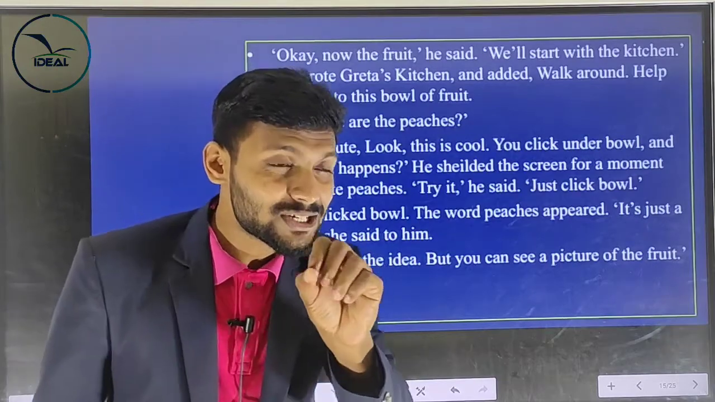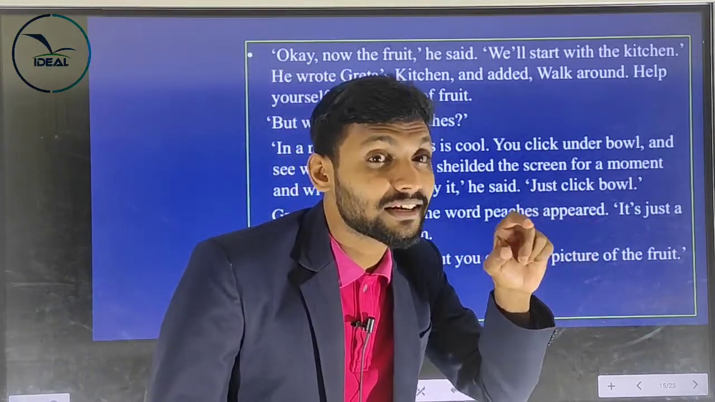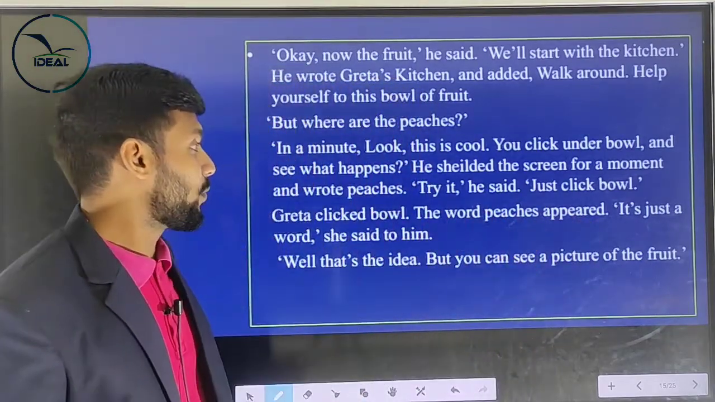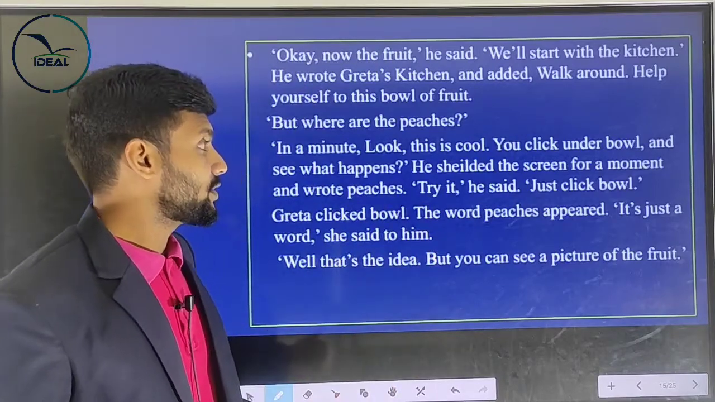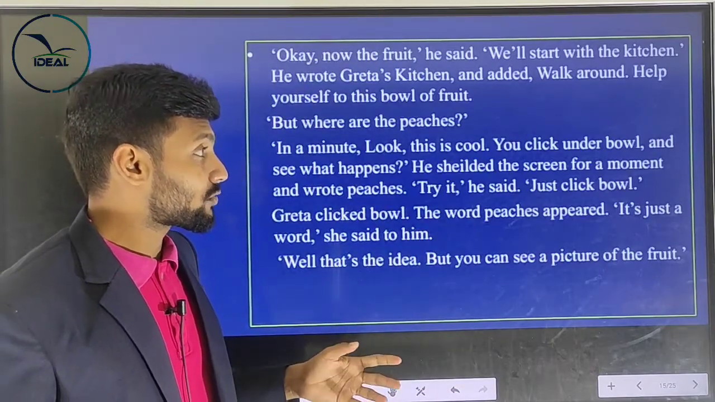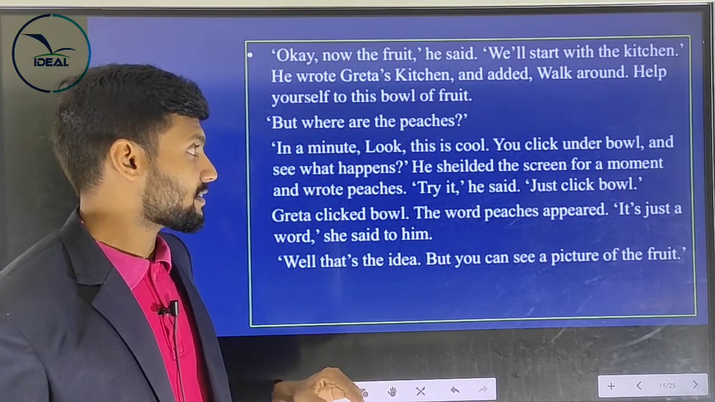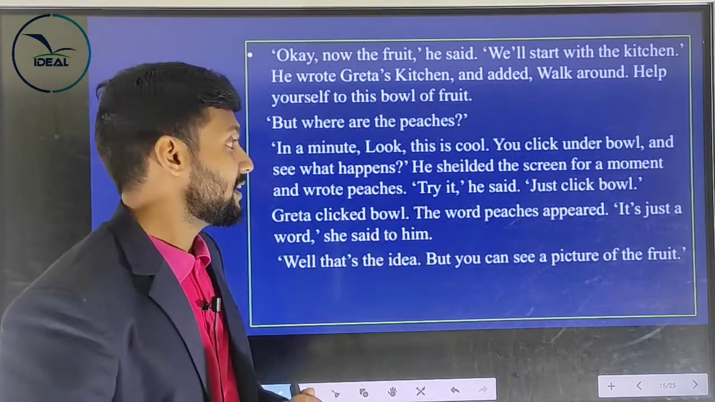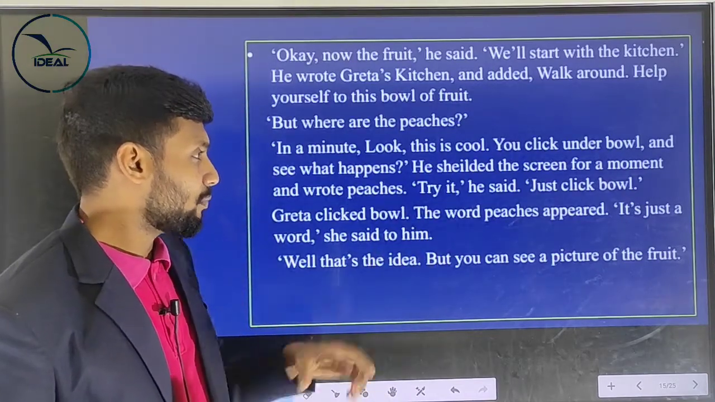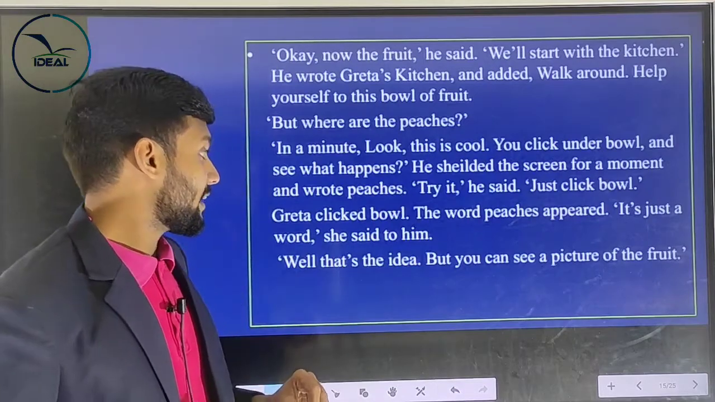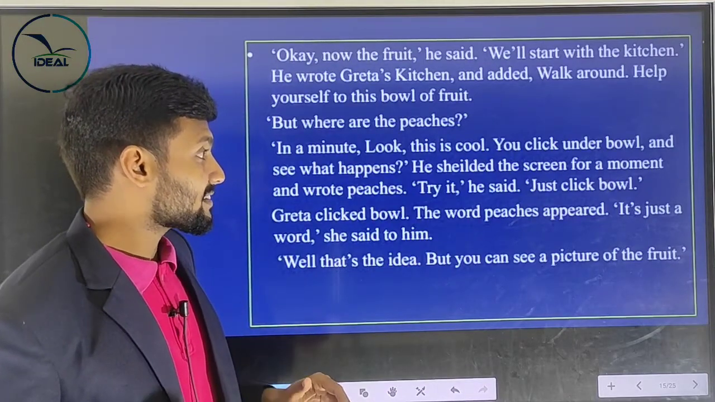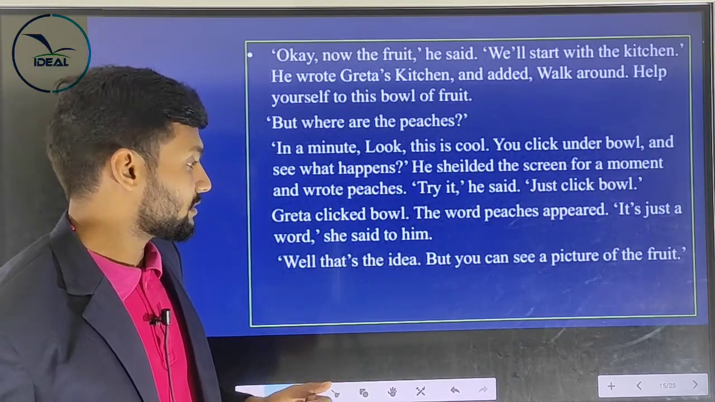So he told her to click there under the bowl, then look at the miracle that happens. She shielded the screen for a moment and wrote peaches. So she just wrote peaches. Try it, he said. Just click the ball. Greta clicked the ball. The word peaches appeared. It's just a word, she said to him.